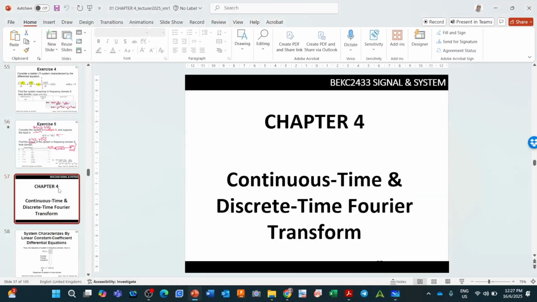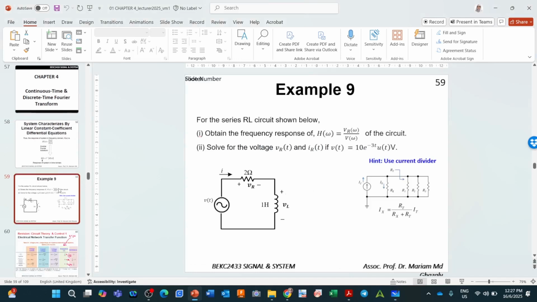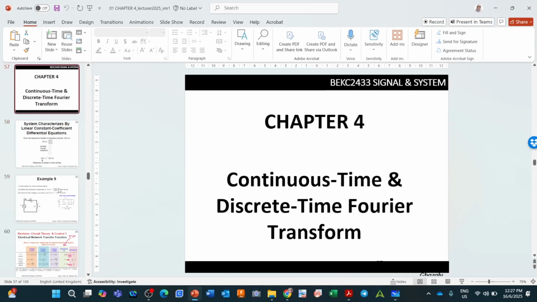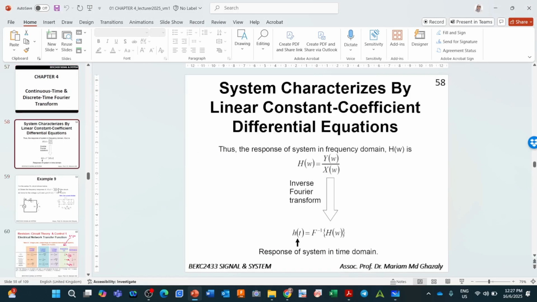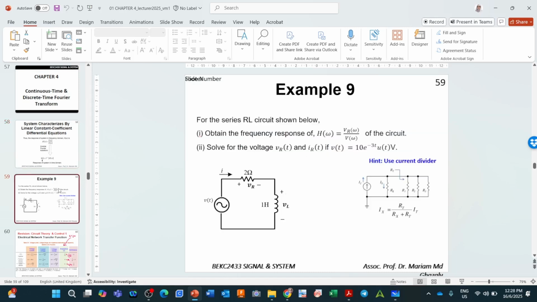Now it's 12:30. So now we are going to go into the circuit already. This is similarly the same thing as what I've done in the previous exercise. So look at example 9. You're given a circuit.